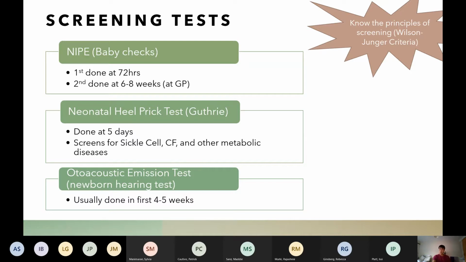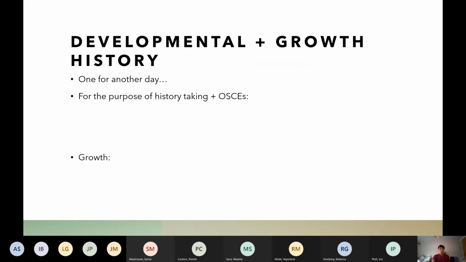Just put in the top right corner about the principles of screening. This comes up dotted throughout the year, so you'll also look at it with screening for cancer and things. And it's sort of a CPP topic to be familiar with. So what are the essentials for a screening program, that kind of thing.